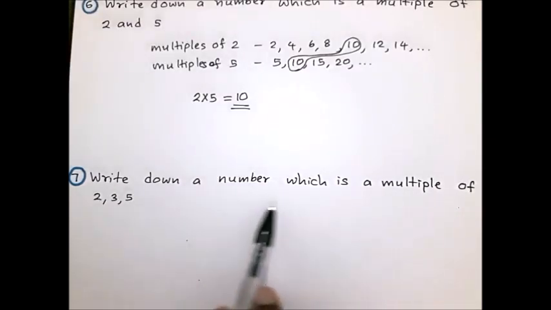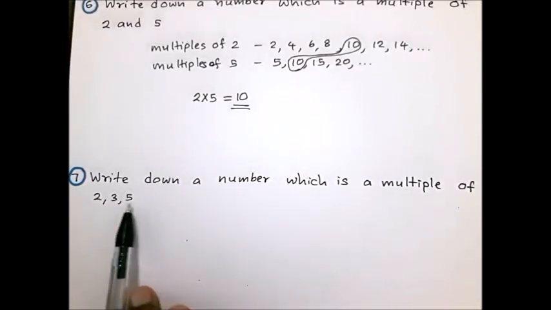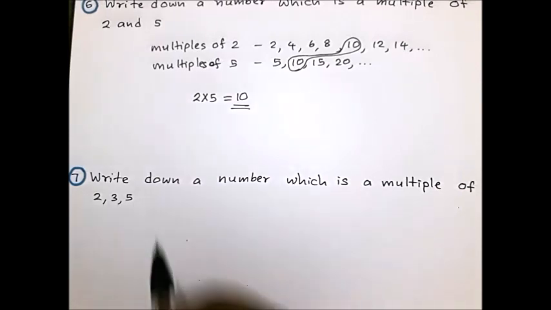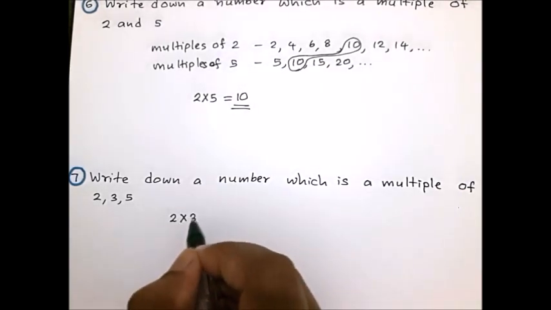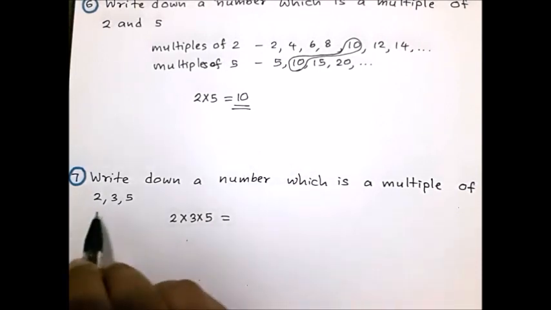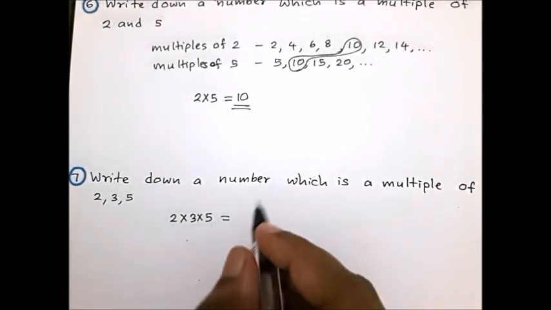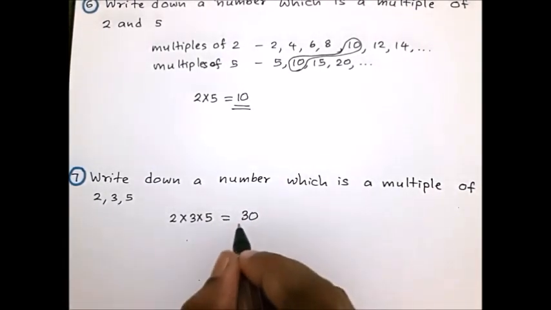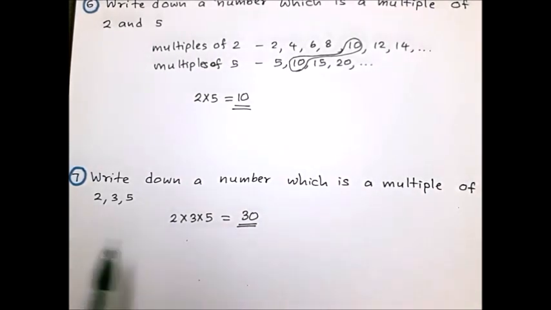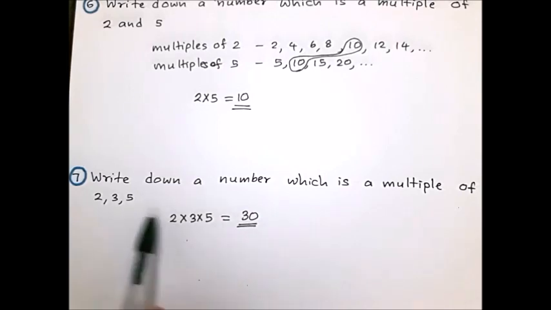Seventh one, write down a number which is a multiple of 2, 3 and 5. By multiplying these 3 numbers, you can obtain the answer. 2 multiplied by 3, 6. Multiplied by 5, 30. 30 is a multiple of 2, and 30 is a multiple of 3, and 30 is a multiple of 5.